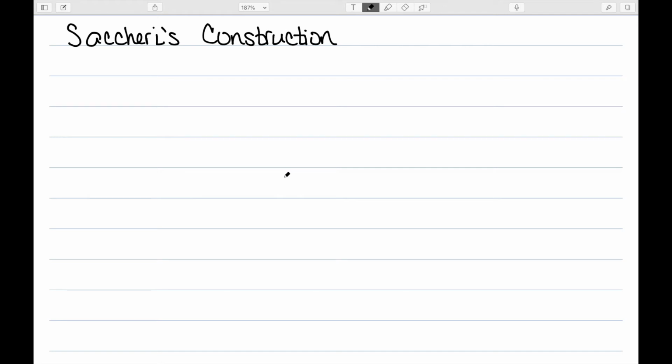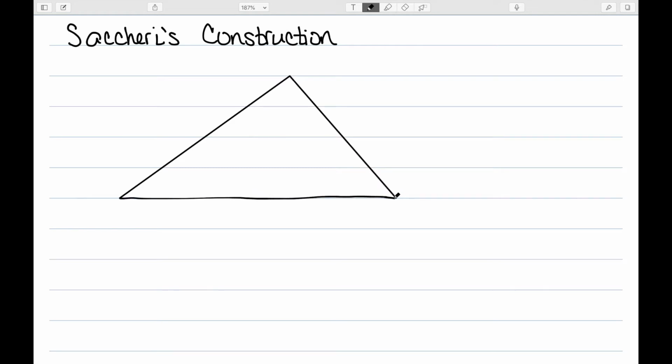In this video, I'm going to discuss Saccheri's construction as well as prove Saccheri's theorem. For Saccheri's construction, we need to start with a right triangle. So I'm going to go ahead and draw that. Here's our right angle at C. And then we have points A and B.